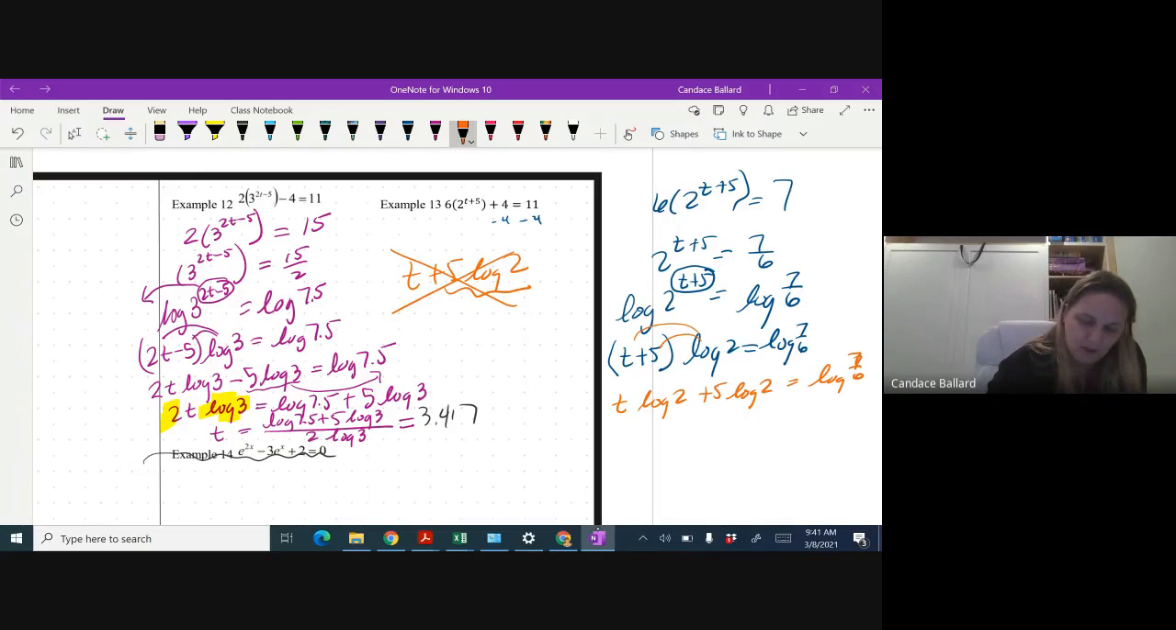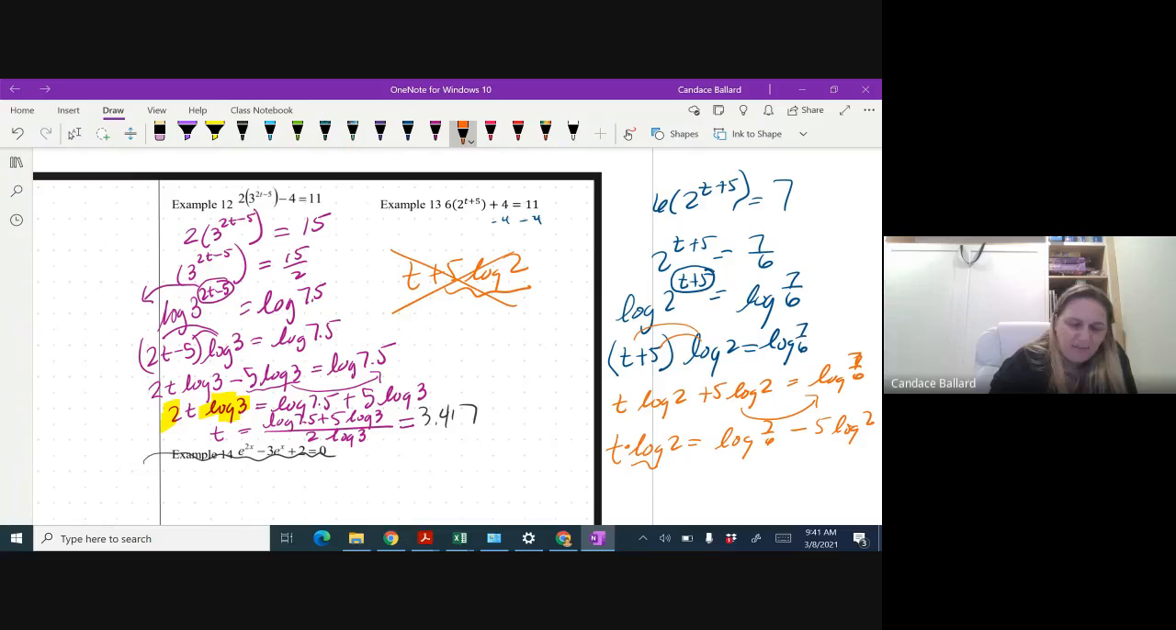Okay, so we're going to take this and move it to the other side. We've got t log of 2 equals. I'm subtracting that over. It doesn't really matter if I put it in the back or the front. All right, and then I need to divide by this number, log 2. I didn't have another coefficient with it this time, so that's okay. If we have the other coefficient, we move that too. So it looks like t equals log of 7 divided by 6 minus 5 log 2, all divided by log 2. Okay, so hopefully everybody got that part written.